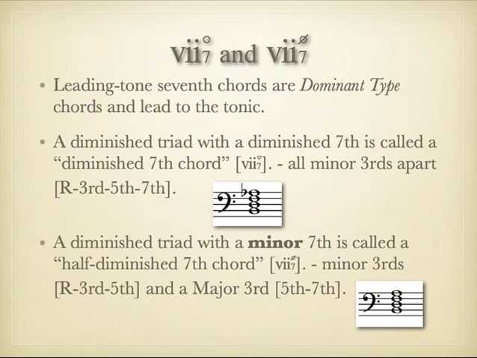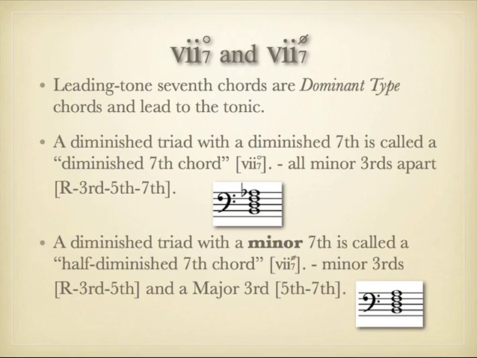The leading tone seventh chords are also dominant type chords, and that means that they lead to the tonic. They have pulling tendencies. They still have the active notes that a dominant seventh chord has, without the root of the dominant seventh chord. So it's the leading tone and the triad, the thirds built above the leading tone. So if it's all minor thirds above the root of the chord, then that'll create a diminished seventh chord.